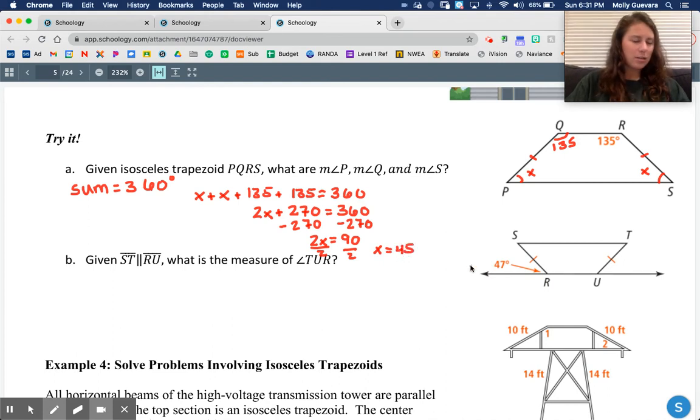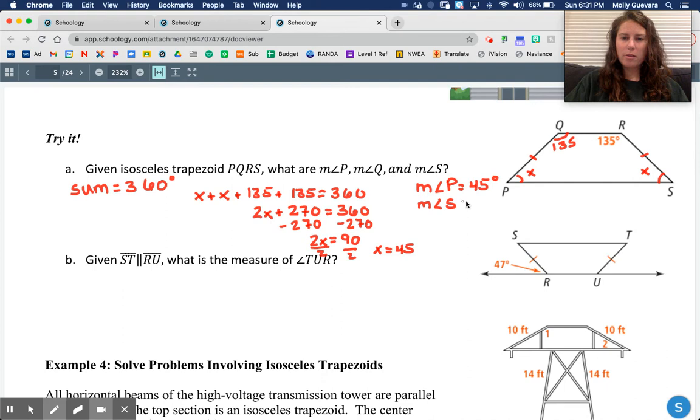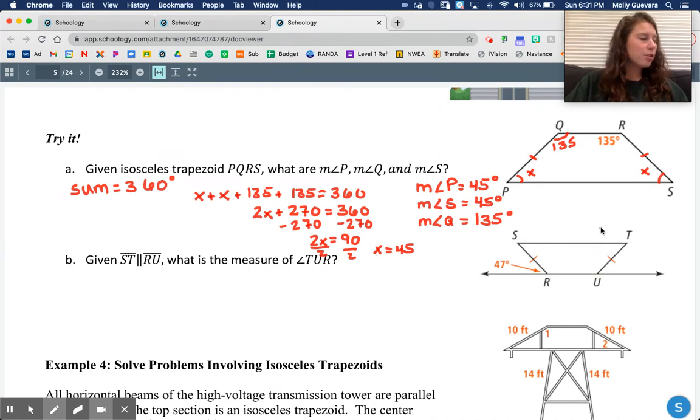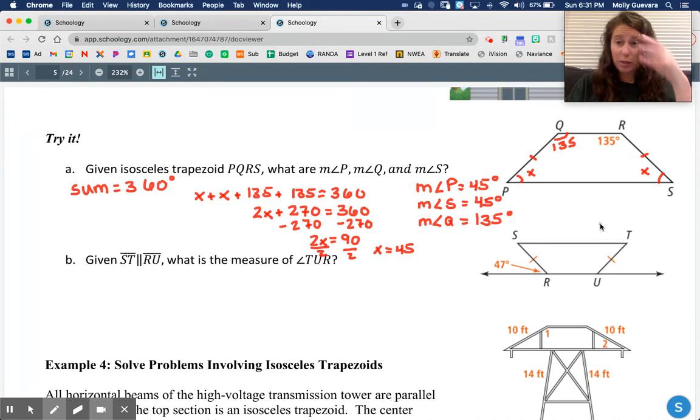So that tells me that the measure of angle P is 45 degrees. And if the measure of angle P is 45, then the measure of angle S is also 45. And the only other one I didn't know I found pretty easily because it was the same as the other base angle. And that's it. So we're just using our information from 6-1, the sum of all four interior angles of that trapezoid.